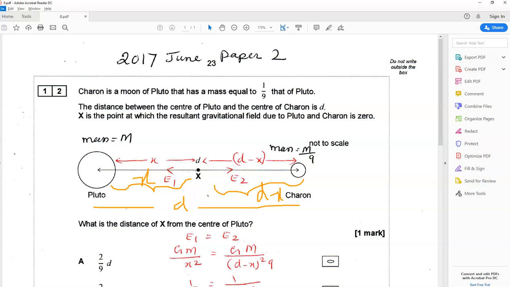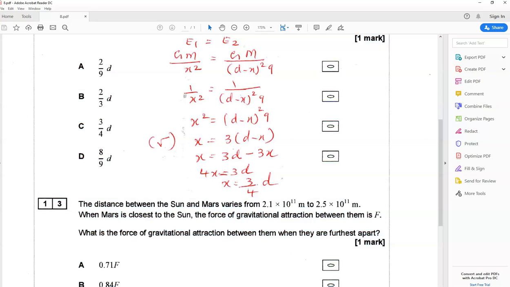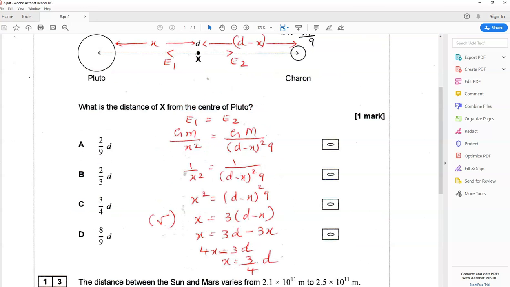We can apply some simple concepts here. You know that Pluto is a bigger planet and this moon is a ninth of the size of it. It's very obvious that the 0 will be somewhere nearer to the small planet. The 0 can never be nearer to the bigger planet. So just substitute into the formula.